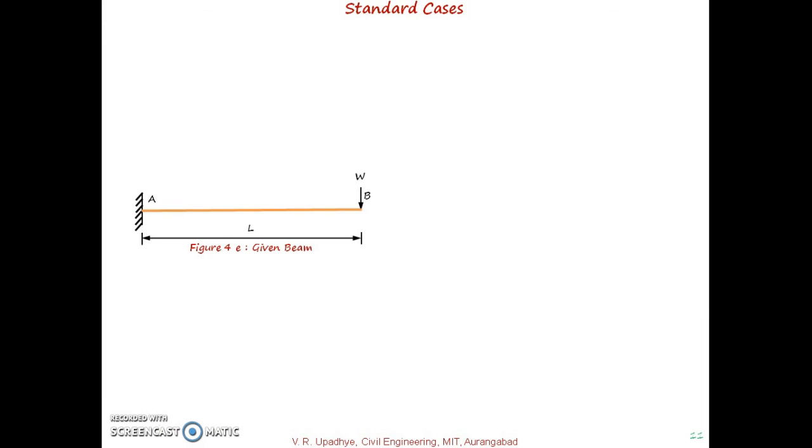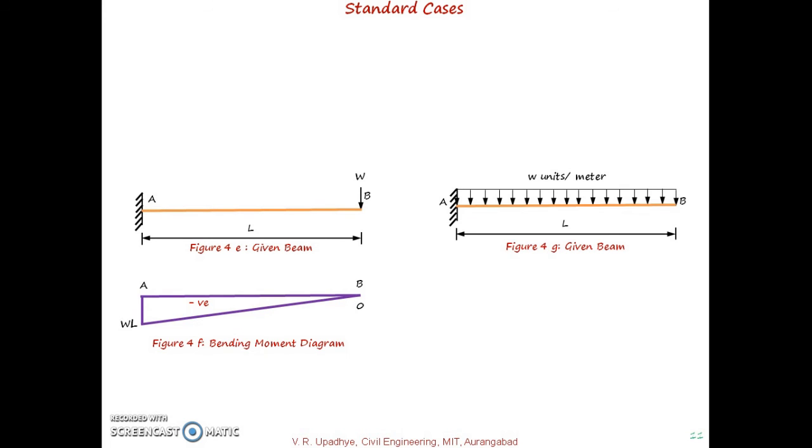And in case of a cantilever beam subjected to a point load at the free end, the maximum bending moment will be at the fixed support, and that will be WL. If it is subjected to UDL throughout, then the maximum bending moment is WL square divided by 2. So you need to remember all these cases for further numerical problems.